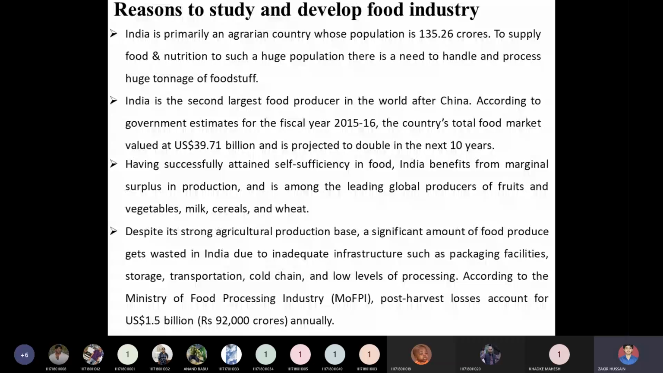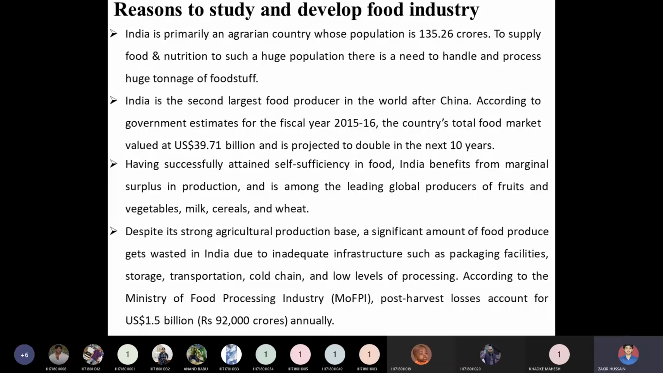We have to develop food parks so that we can have food sustainability. We can have a guarantee of food that will last for years and years. So we have to develop food parks. We have to develop various processing industries, food processing processes. So research has to be undertaken by this food processing industry.